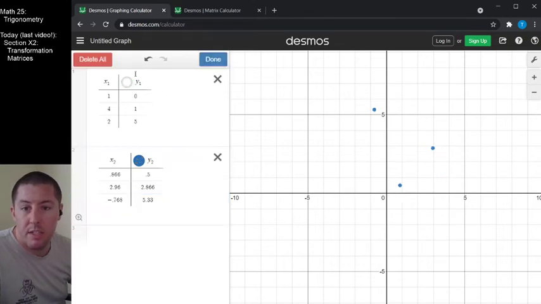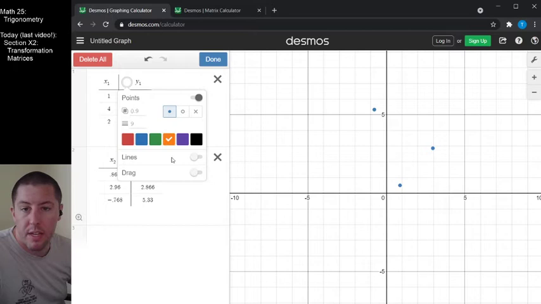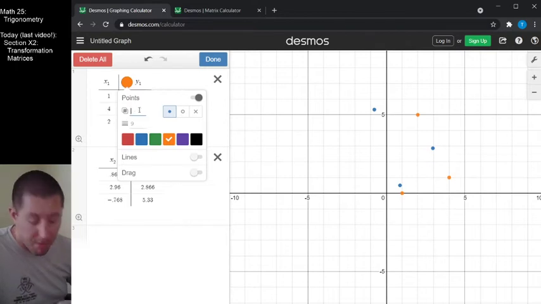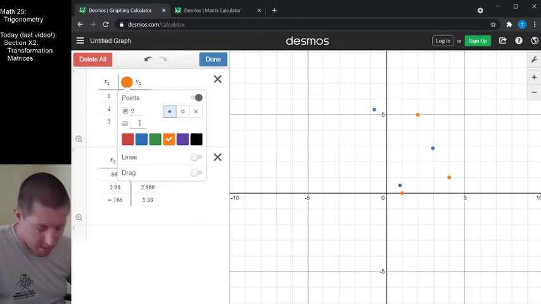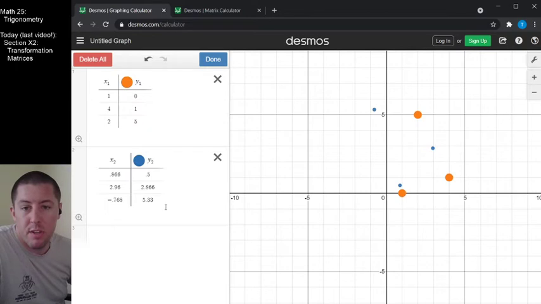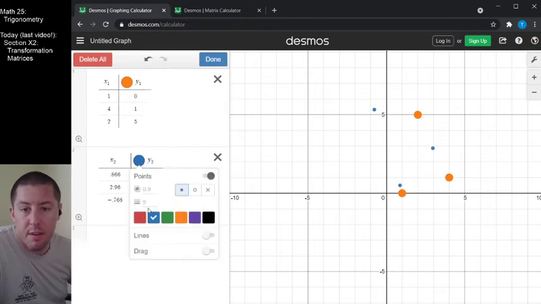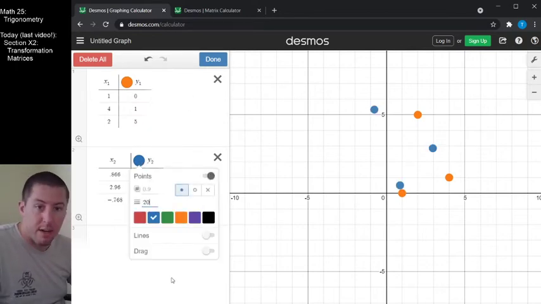Let's go ahead and change this to orange so that we can see them or something like that. I could even make them thicker. There we go. There's our 3 points in orange. And let's do the same thing right here. Let's make this bigger here in blue.